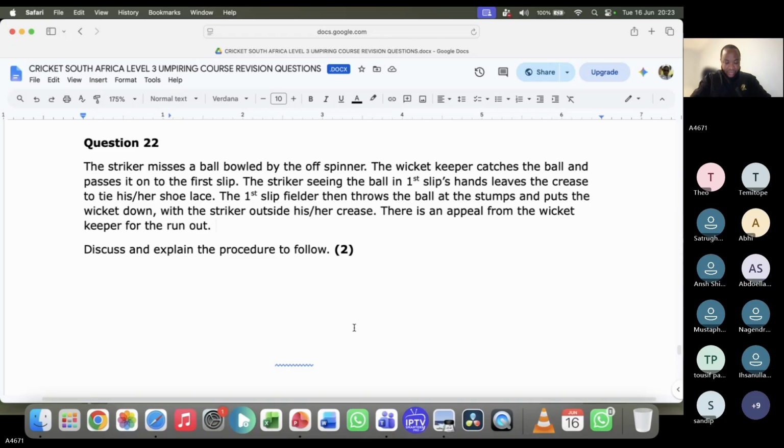Thanks, Abdullah. The decision would be not out, run out, because the ball settled in the wicketkeeper's hands when he passed it to the first slip. So the ball is deemed dead and it's not out, run out.